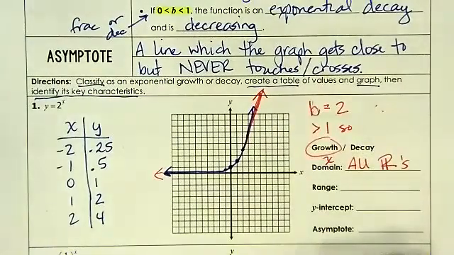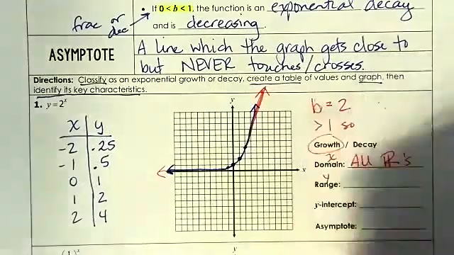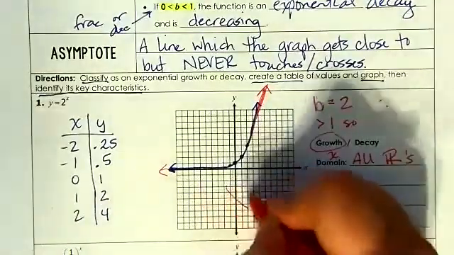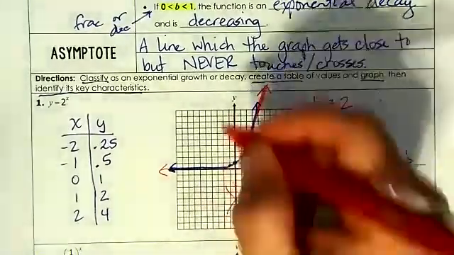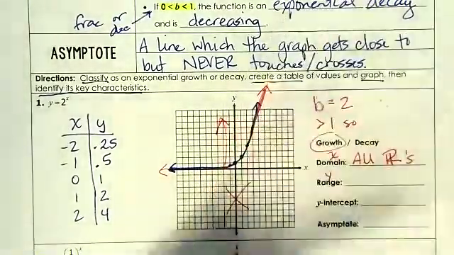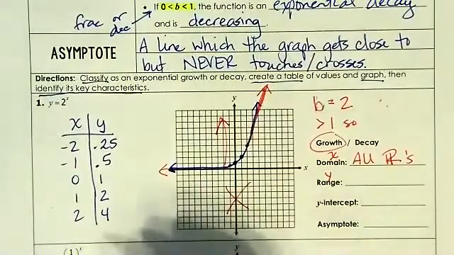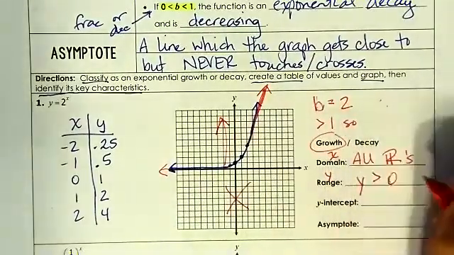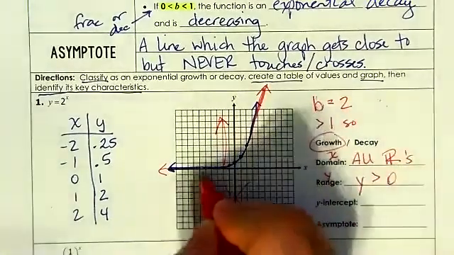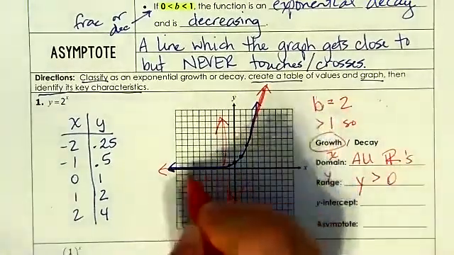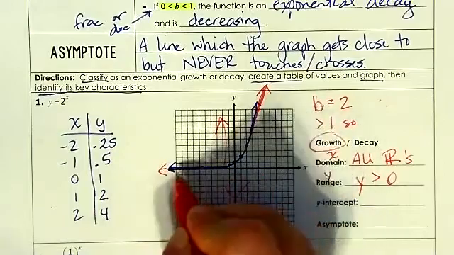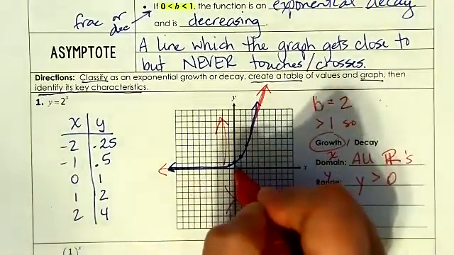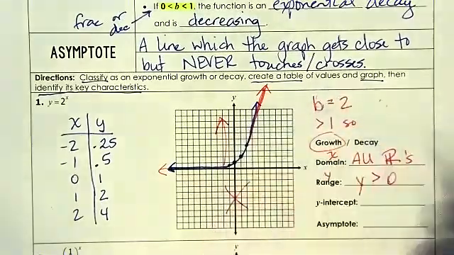Now, the range, remember the range is the Y values, okay? There is no Y values down here, but there are all of the Y values this direction. So therefore, my range is Y is greater than 0, but it's not greater than or equal to because it never reaches the 0. It never actually equals 0. It never touches the x-axis.